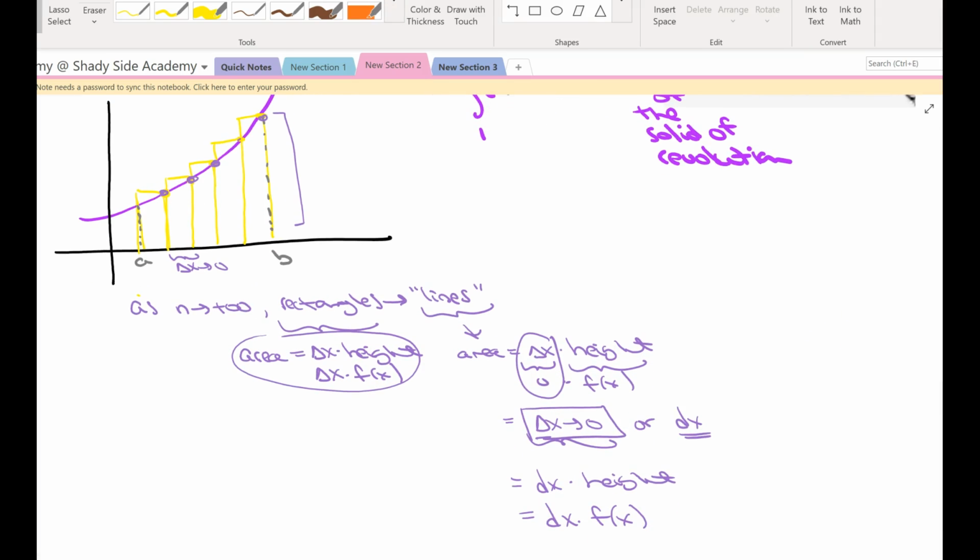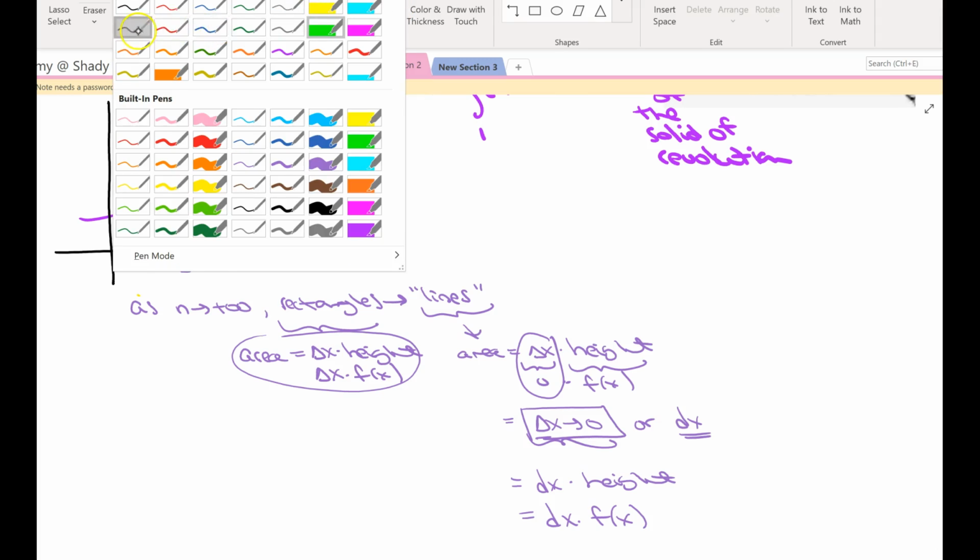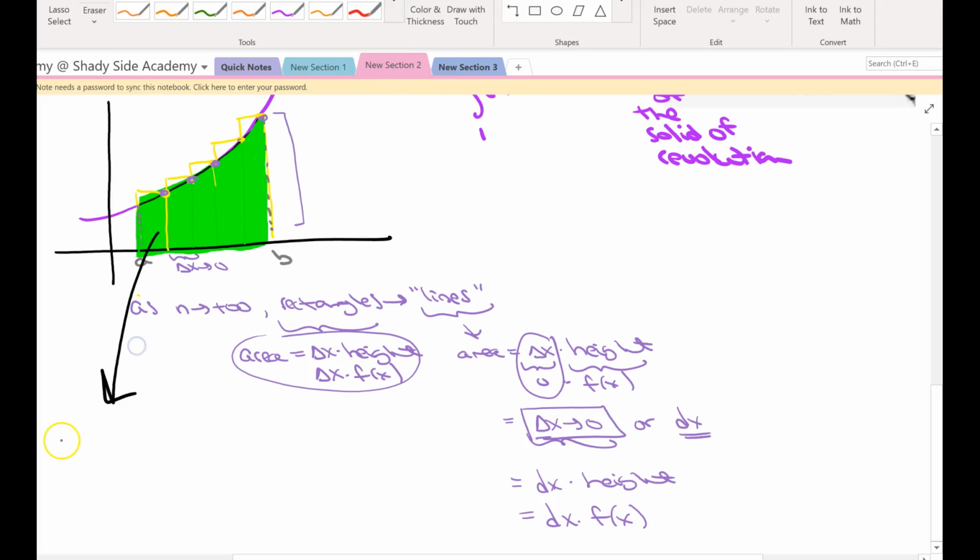Now let's think about this. We know how to find the value of this area here. And I should actually say net signed area, because net signed area is how we understand the definite integral. But in this case, if I'm looking at the interval from A to B, the net signed area happens to be the actual area. So the area equals the definite integral from A to B of f of x dx.